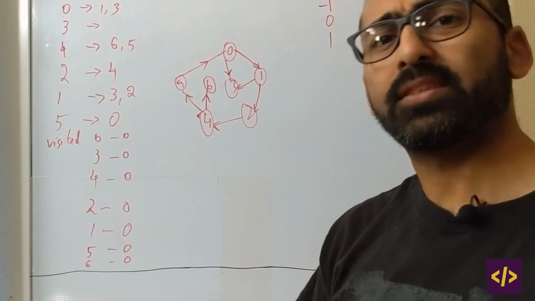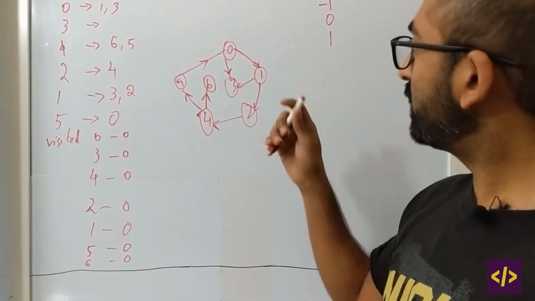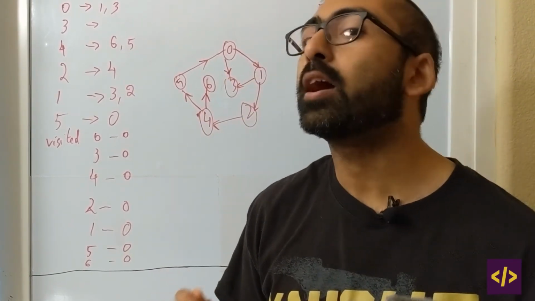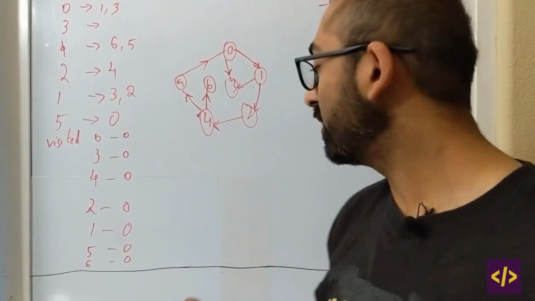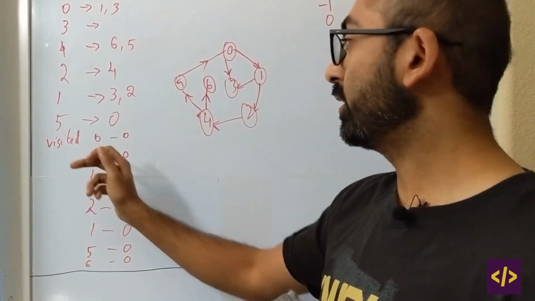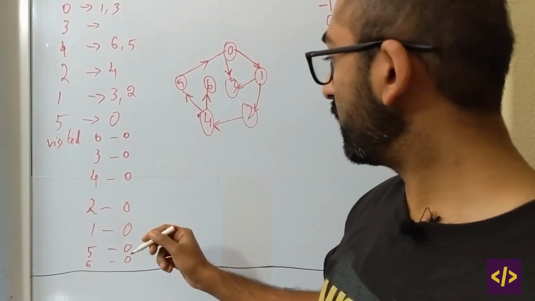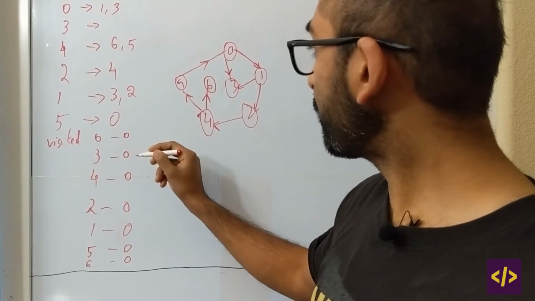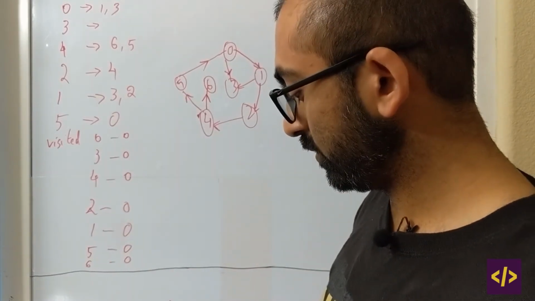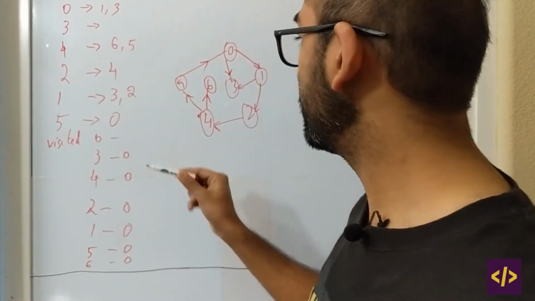Now let's start rolling this, right? So we go to 0, and what do we do? The moment we start processing a node, we set the visited array to -1. So now 0 is starting, so we put that as -1.